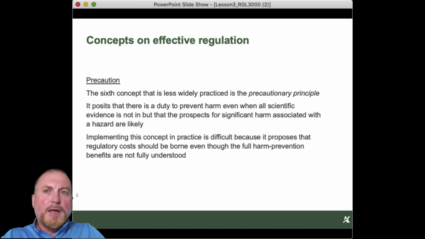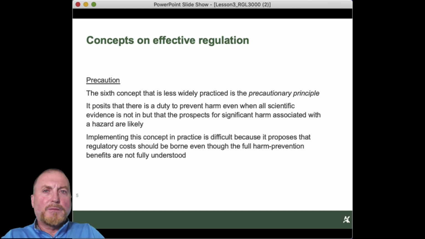And finally, when we think about regulation for the Government of Canada, we have to take the precautionary principle into account. The previous concepts I just gave you are from the Government of Canada's guidance on regulation. But we also talk about the precautionary principle. It posits that there is a duty to prevent harm, even when all scientific evidence is not in, but the prospects for significant harm associated with the hazard are likely.